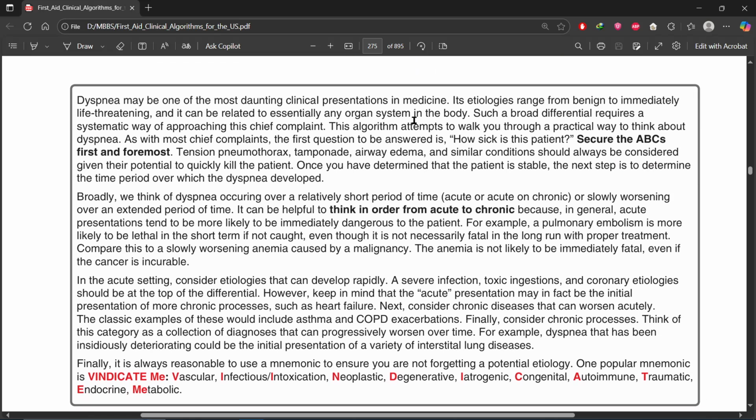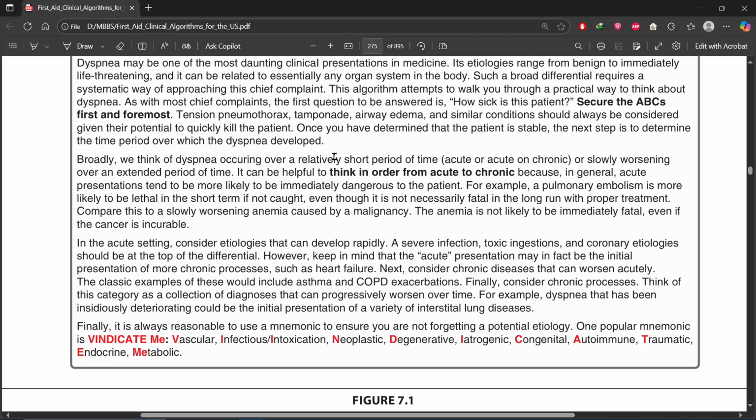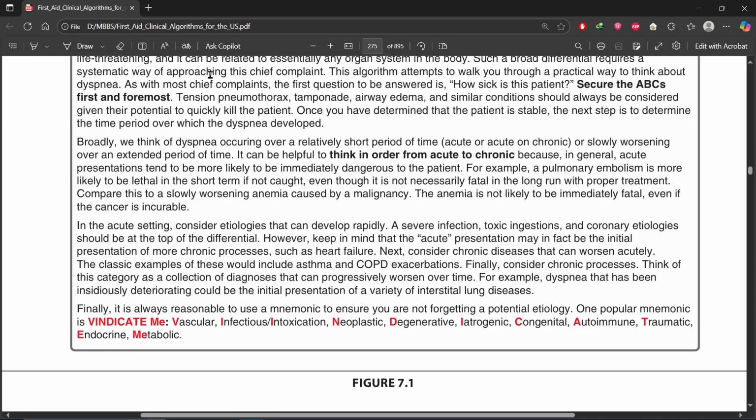It says that the algorithm attempts to walk you through a practical way to think about dyspnea. As with most chief complaints, the first question is how sick is this patient? We need to understand that if the patient is not stable, then we have to first secure the ABCs and then go towards our differential. So broadly, we think of dyspnea occurring over a relatively short period of time or slowly worsening over an extended period of time.